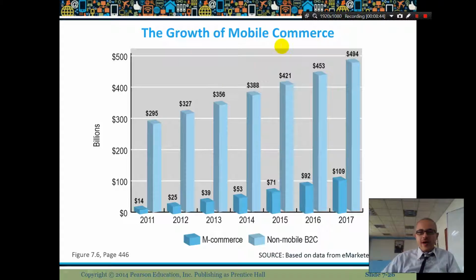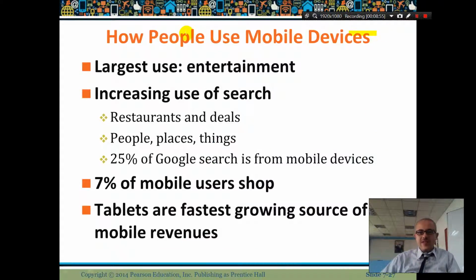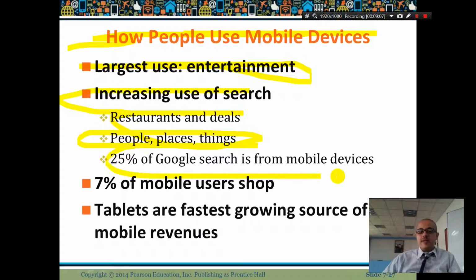Here we've got the growth of mobile commerce. You can see there's big growth in m-commerce versus non-mobile business to consumer. How people use mobile devices: the largest use is entertainment, so you see a lot of advertising along with entertainment. Increasing user searches: restaurants, deals, people, places. 25% of Google searches are from mobile devices, and that's an increasing number. 7% of mobile users shop, and tablets are the fastest growing source of mobile revenue.